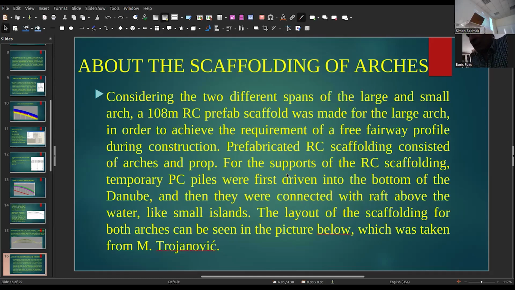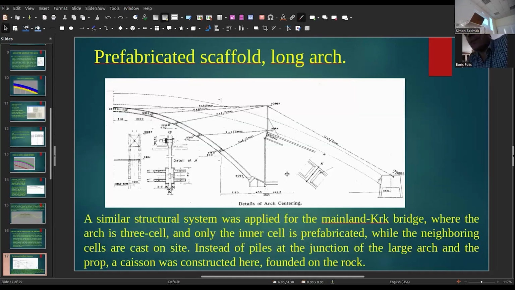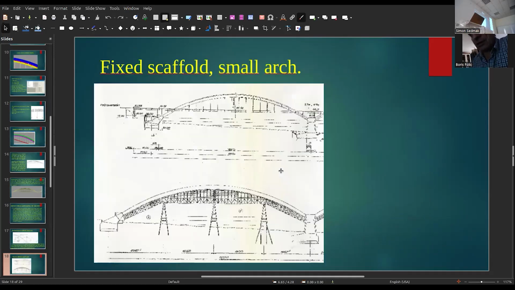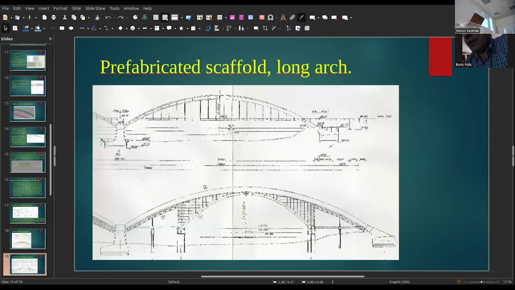The layout of scaffolding for the arch can be seen in the picture below, which was taken by Mijat Trojanović. It is fixed scaffolds for the small arch, and prefabricated scaffold for the long arch.